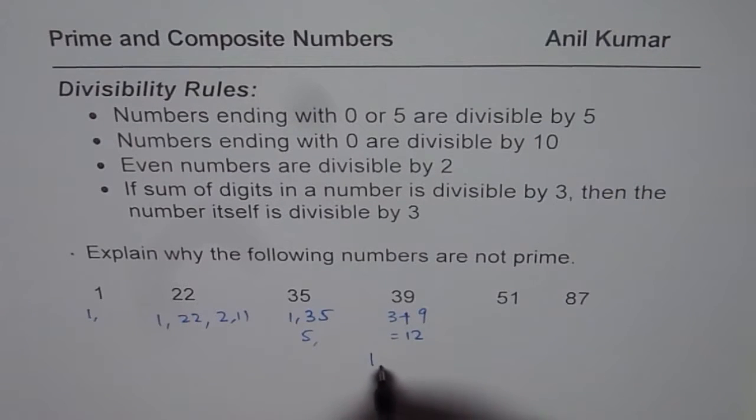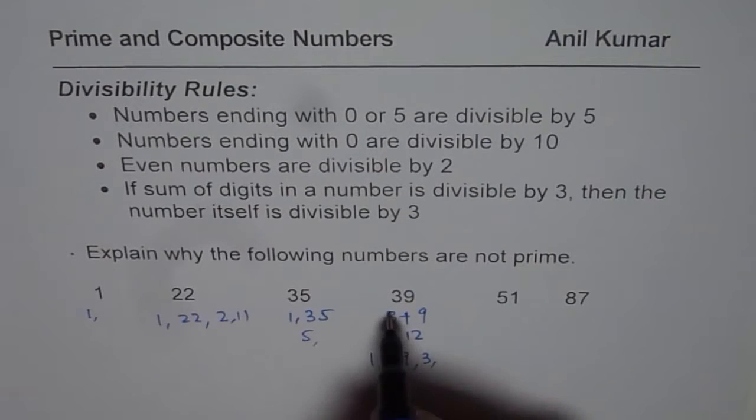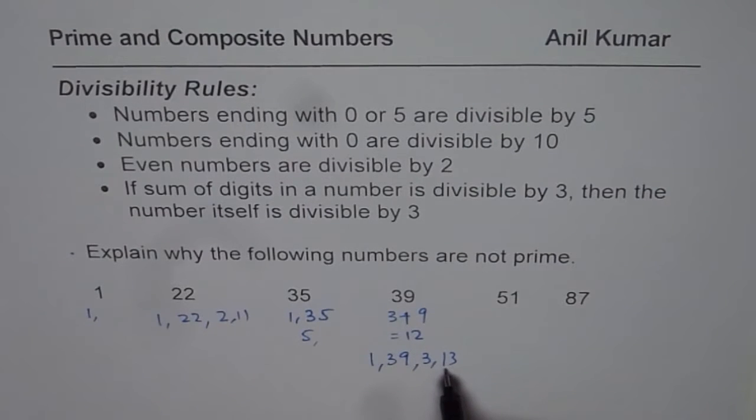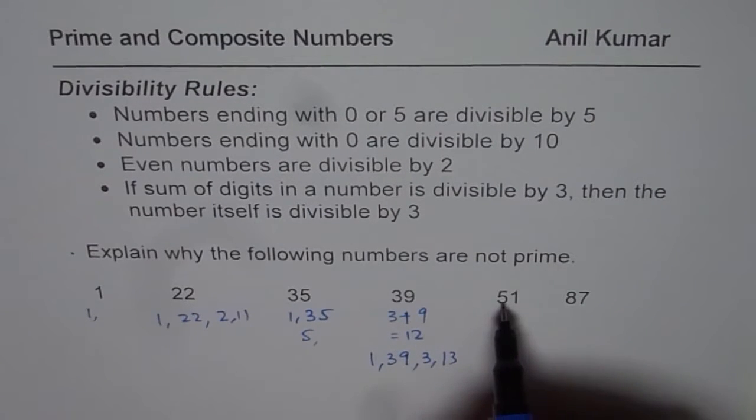So the factors for 39 are 1 and 39, 1 and the number itself, and also 3. If I divide by 3, I get 3 times 13. So you can divide this number by 3. We used the divisibility rule to figure it out.